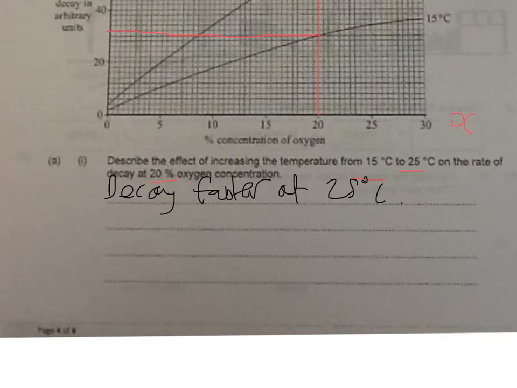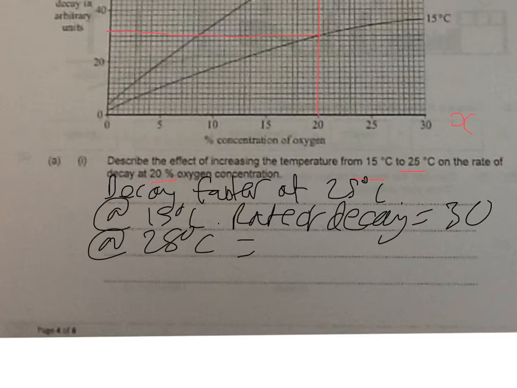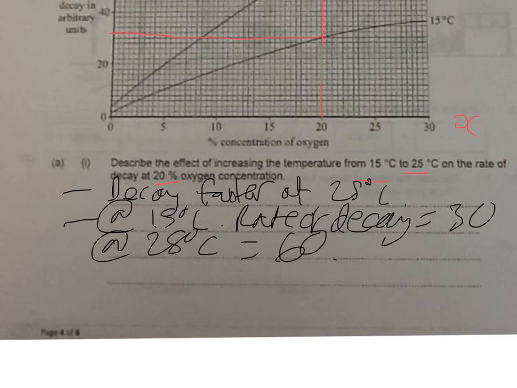So at 15 degrees Celsius, rate of decay equals 30. At 25, it equals 60. That second part was to get your second mark there. So you get 1 mark for the decay bit, and then 1 mark for actually using that data in your answer. Okay, we'll go over to our next page then.